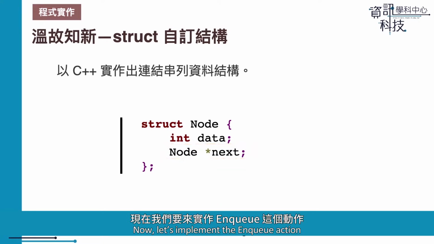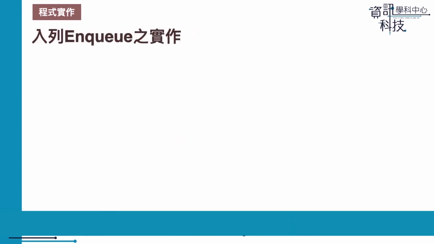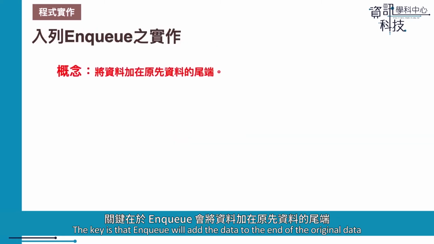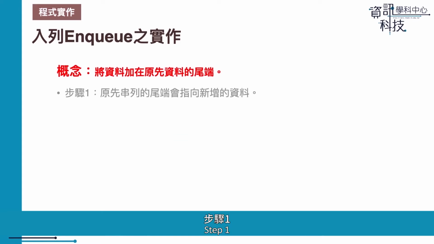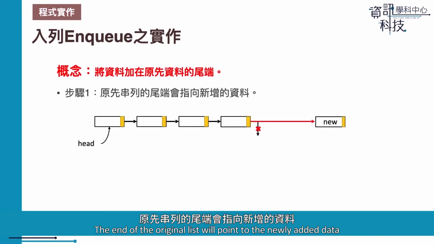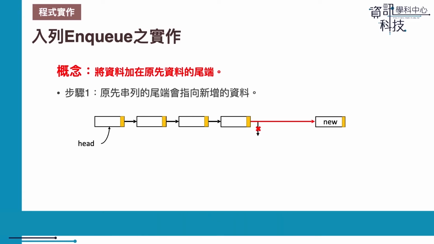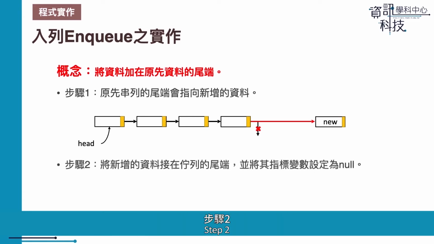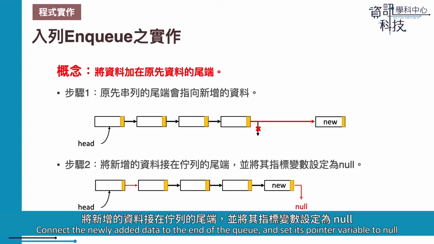Now, let's implement the Enqueue action. The key is that Enqueue will add the data to the end of the original data. Step 1. The end of the original list will point to the newly added data. Step 2. Connect the newly added data to the end of the queue and set its pointer variable to null.